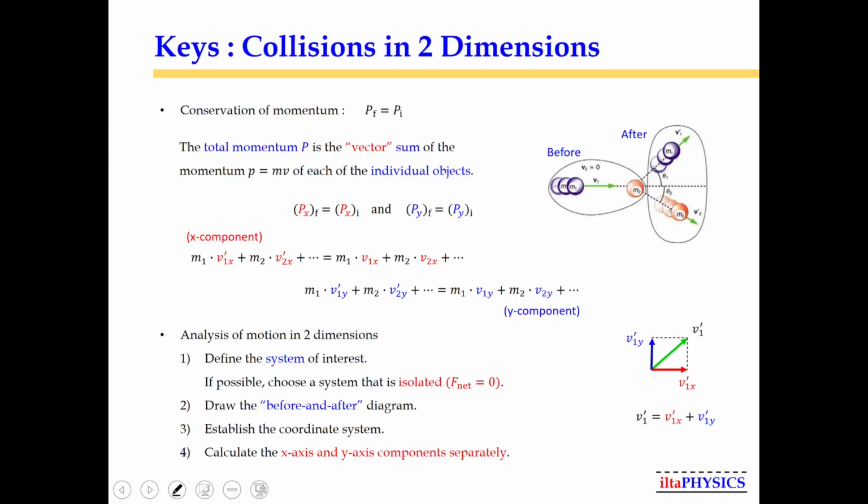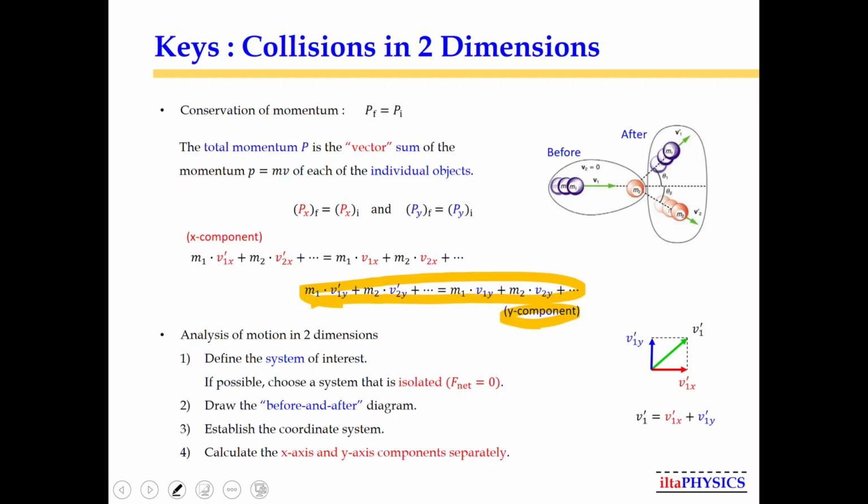Now let's calculate the momentum for the x-axis. To keep things simple, we will use a prime symbol to represent velocity after the collision. The x component of the momentum before the collision is calculated by multiplying each object's mass by its initial velocity in the x direction. Similarly, the total x component of the momentum after the collision is calculated by multiplying each object's mass by its final velocity in the x direction. We can find the momentum for the y-axis before and after the collision using the same method.